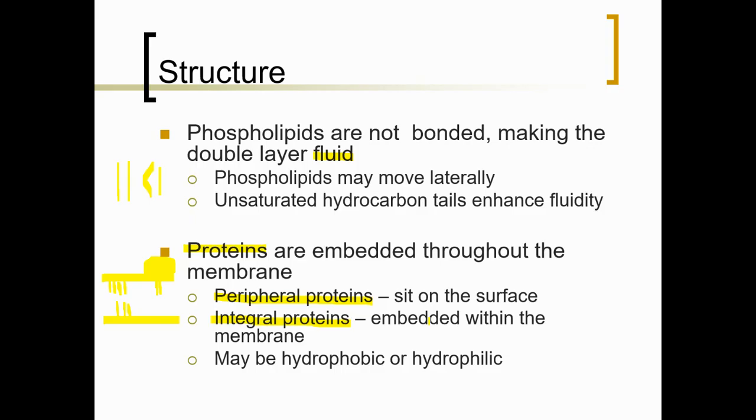A lot of your peripheral proteins may be things like receptors, possibly enzymes. Now, an integral protein is actually going to go all the way through the membrane. It is integrated. And so these integral proteins are often going to be things like channels or pumps. A lot of your integral proteins are going to be used for transport purposes. Now, we know that proteins have different qualities depending on the amino acids that make them up. Some proteins are hydrophobic, some proteins are hydrophilic, so it just depends on the type of protein and its structure.